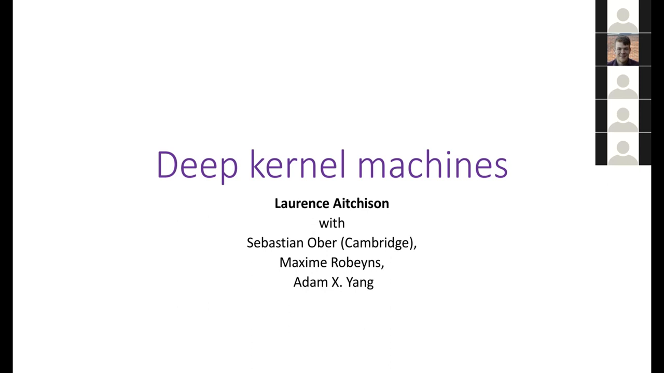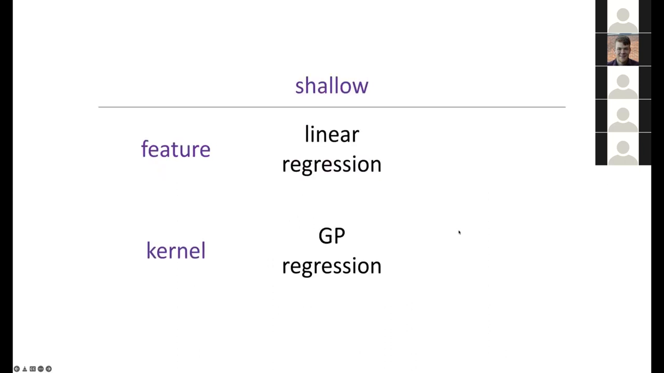Okay, so to motivate deep kernel machines, we need to take the 10,000-foot view of machine learning. If we think all the way back to pre-2012, there were broadly two different classes of methods that we used. We used shallow feature-based methods, potentially with fixed hand-chosen nonlinear feature extractors, and then did something like linear regression on top of them. Or alternatively, we had shallow kernel methods. These are things like Gaussian process regression or kernel ridge regression.